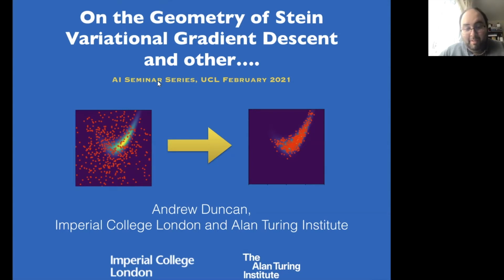My name is Andrew Duncan, a lecturer at Imperial College, and also a group leader at the Alan Turing Institute. And today I'm going to talk about the geometry of Stein variational gradient descent, and if I'm lucky, some other related ensemble methods which I've been working on very recently.